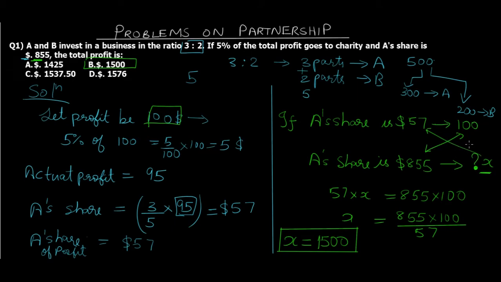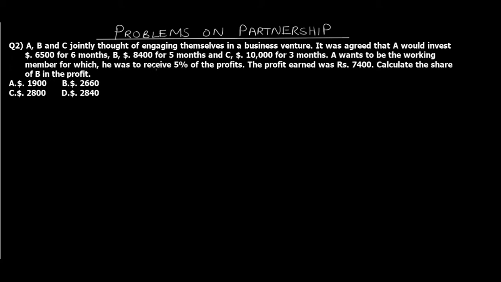Okay, so let's move on to question number 2 now. Okay, so let me just read out the question. A, B and C jointly thought of engaging themselves in a business venture. It was agreed that A would invest rupees or $6,500 for 6 months, B would invest $8,400 for 5 months, and C would invest $10,000 for 3 months. Now A wants to be the working member for which he wants to receive 5% of the profit. The profit earned was $7,400. Calculate the share of B in profit.